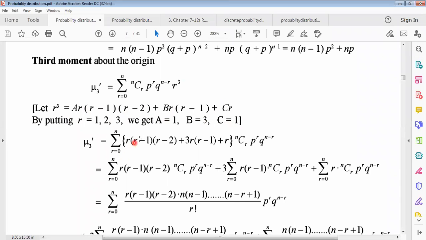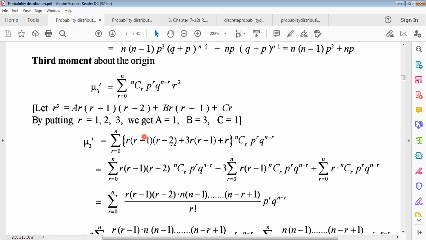That means r cube can be written as r into r minus 1, r minus 2, plus 3 r into r minus 1, plus r. From this r cube, to simplify and to find out the value of the third raw moment, we simplify this.